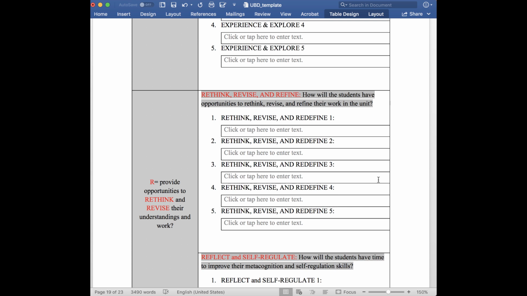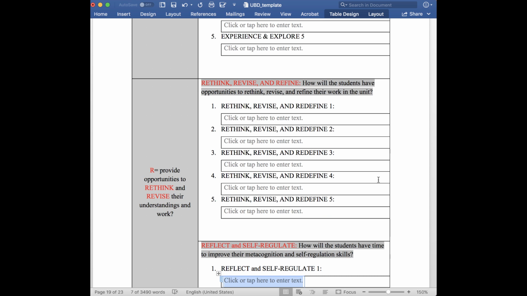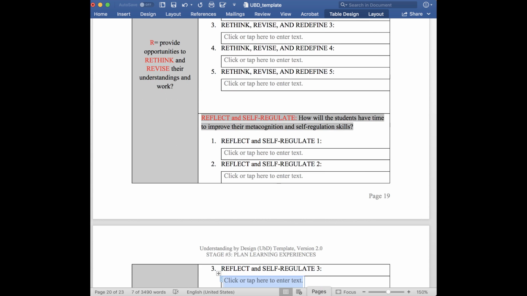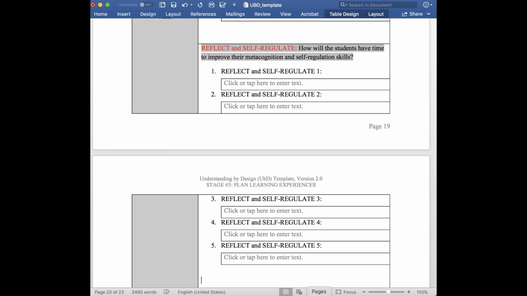So here you want to go ahead and list those learning activities that will allow the students to rethink, revise, and redefine, whether it's actually redoing a project, or again, maybe just doing some reflecting on other alternatives or options they could have used. Reflect and self-regulate.